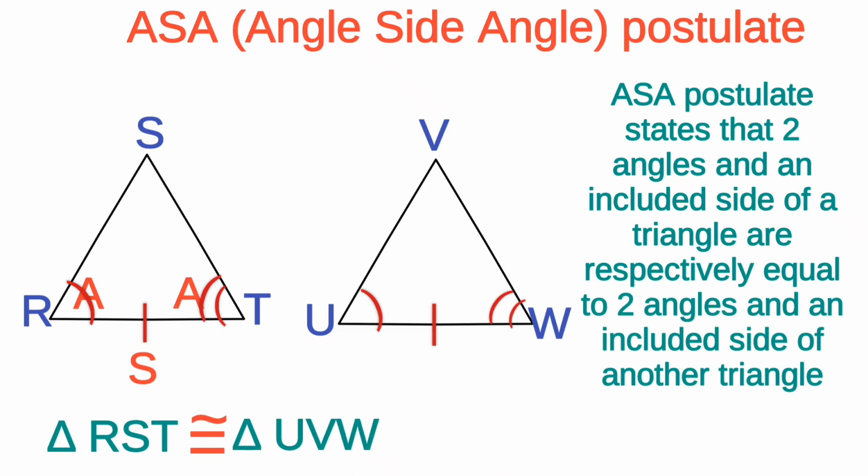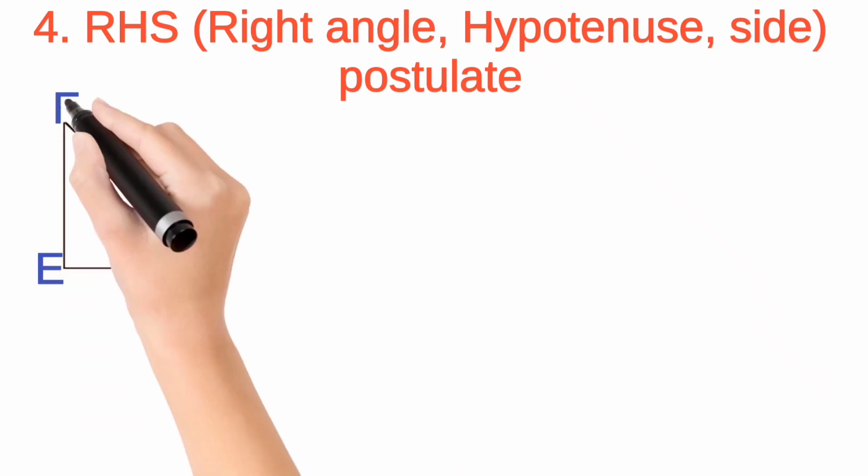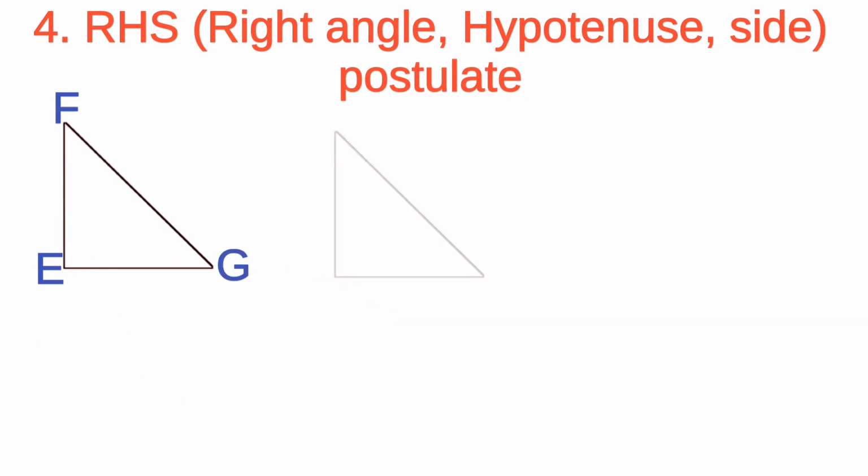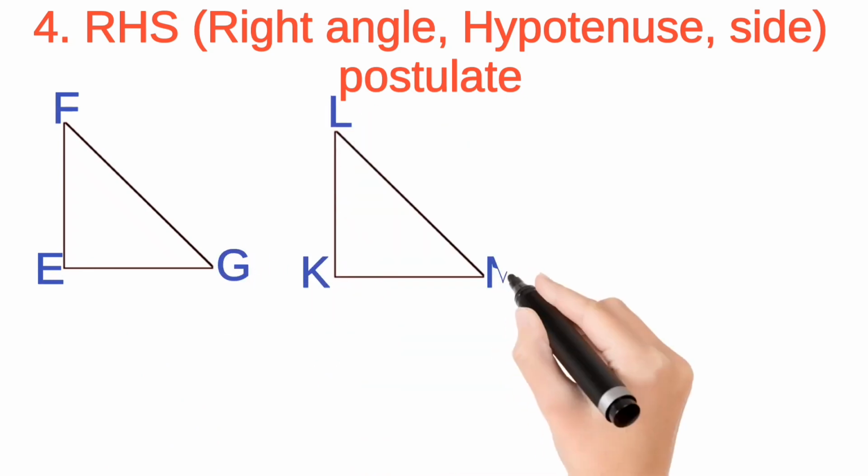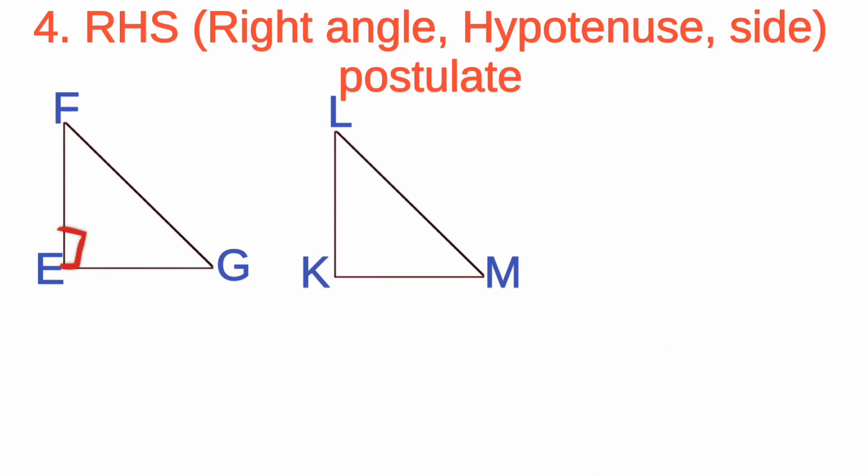The last postulate we are going to be looking at is RHS postulate, that is right angle, hypotenuse, and side. Now, given a triangle EFG and another triangle KLM. Now, if angle E is congruent to angle K, meanwhile, angle E is equal to 90 degrees and angle K is also equal to 90 degrees. That's what makes it a right angle triangle.